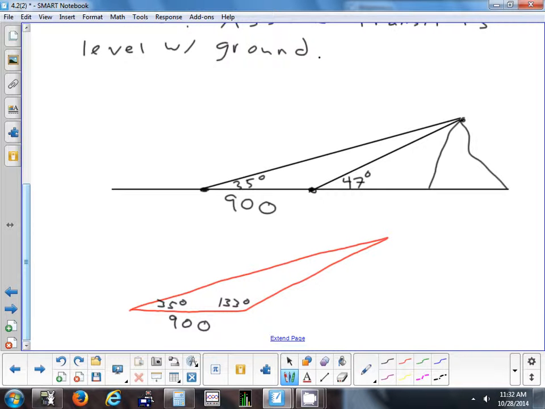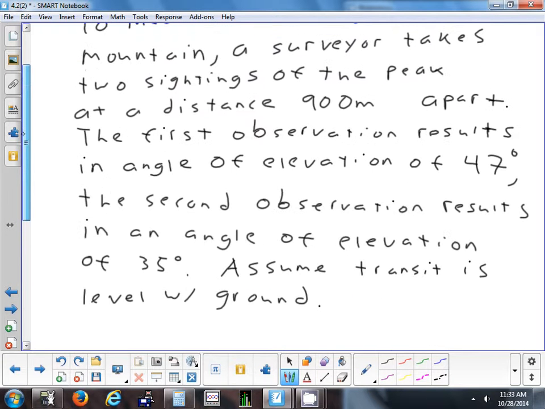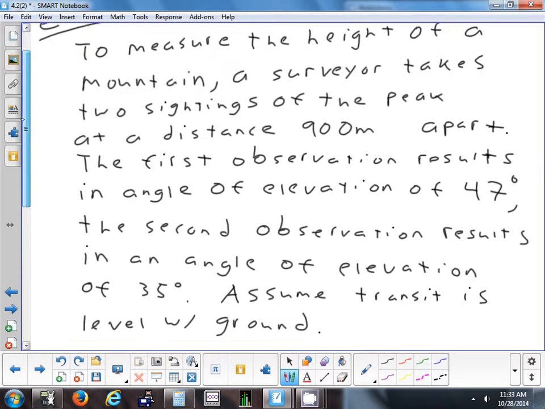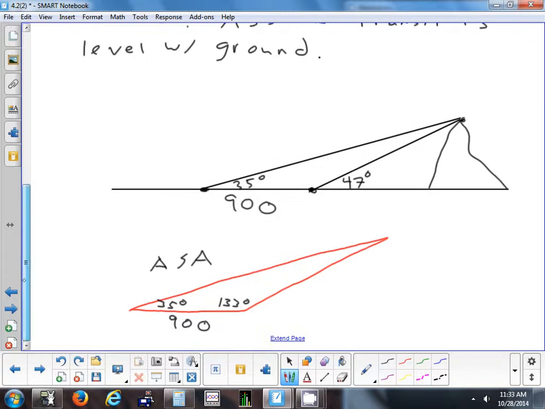Now we've taken this from being a word problem to just be a problem about a triangle. It's angle, side, angle. This is not the case where you have to check for two answers. All right? So what we're going to do, let's see, to measure the height of a mountain. Okay. So what we're going to have to do first, it actually has two steps.